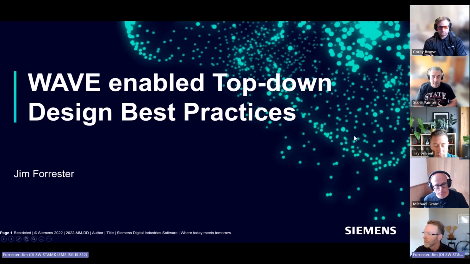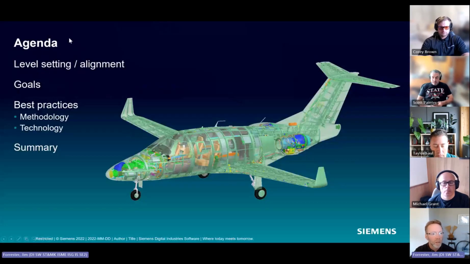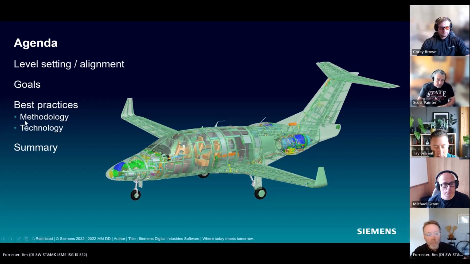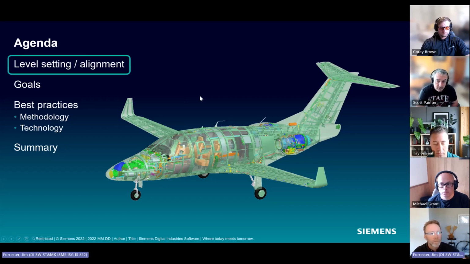In the previous PowerPoint, I talked about why. So I've broken this up into kind of 4 major groupings, with one of them being kind of a 2-part: level setting what we're talking about, what are the primary goals, and then the best practices themselves, primarily methods, and then some technology as well, and a summary. Okay, so the first part, we're going to do some level setting.